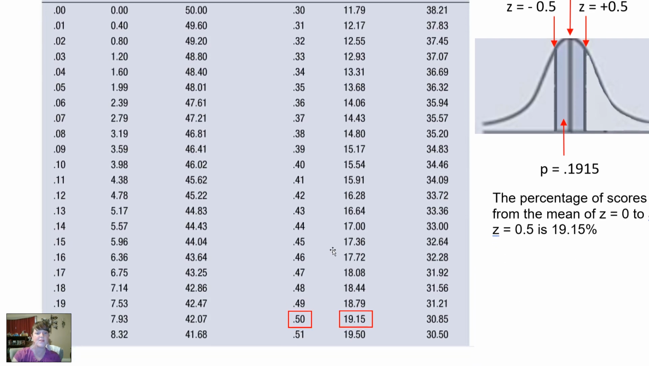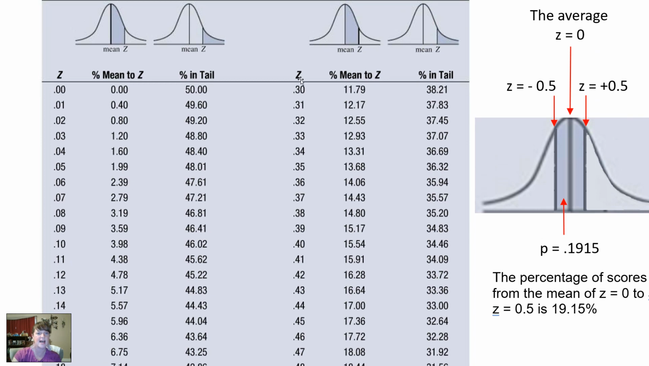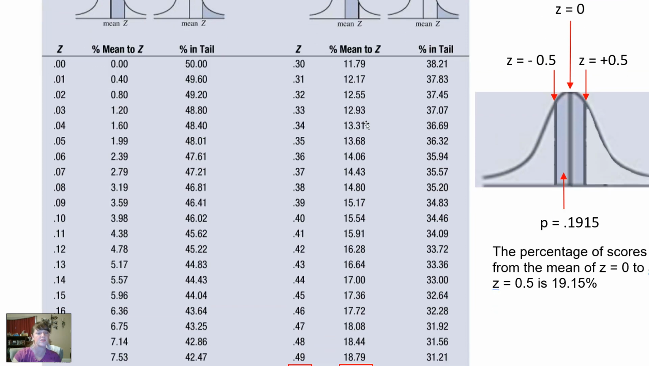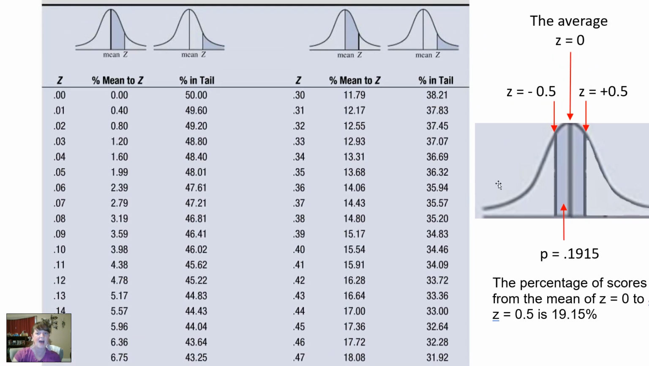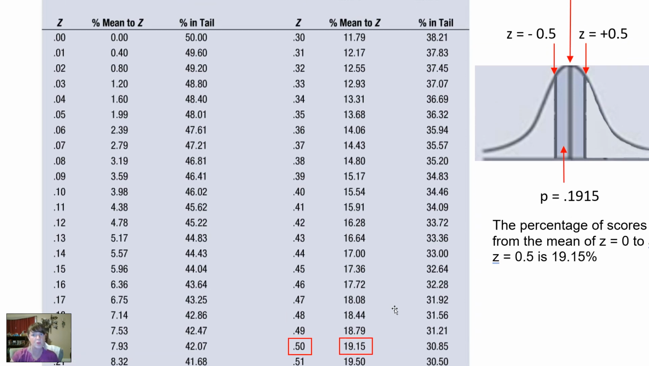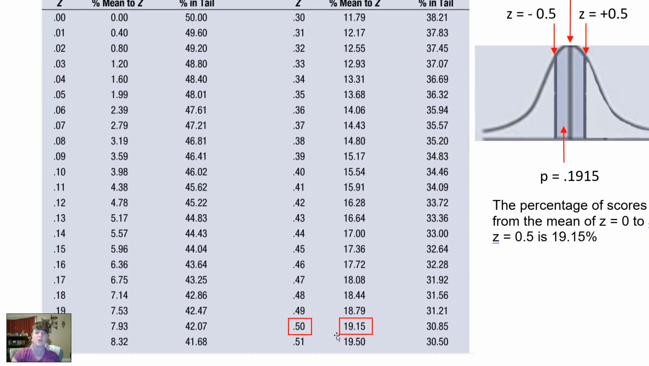So I'm going to find 0.5 on my z-table. Here's that z of 0.5. This column to the right tells me the percentage of folks between the average of 0 and 0.5. And what it tells me is it's 19.15%, right? And so I can convert that to a proportion by simply moving the decimal place over twice. So go from here to here, and then from here to here, to get a proportion of 0.1915. A percentage of 19.15% is a proportion of 0.1915.